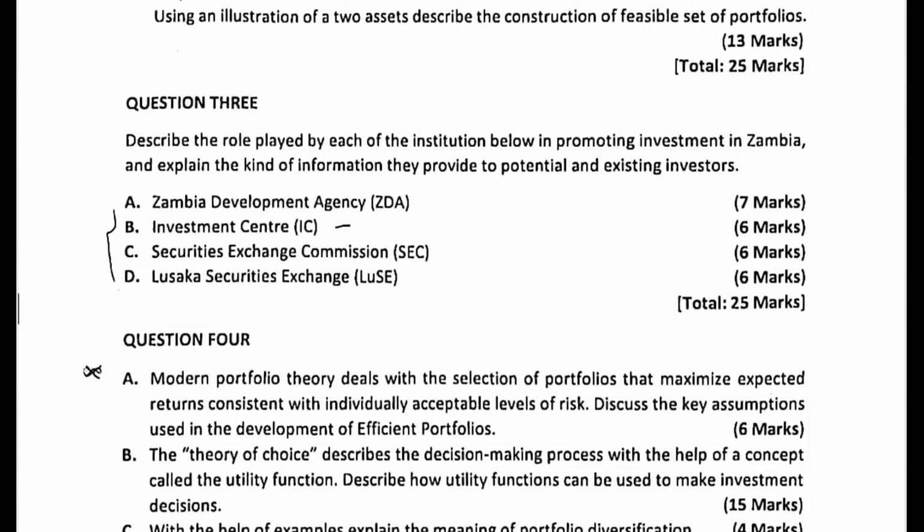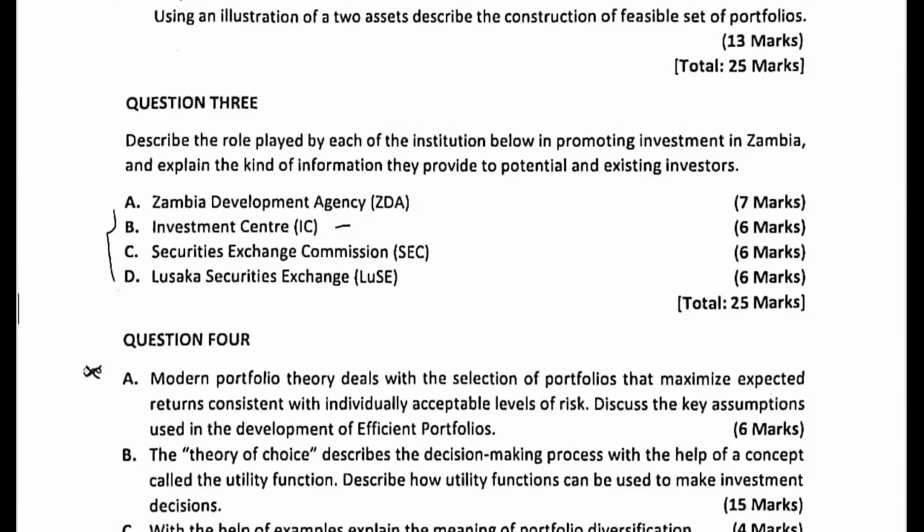Now, the Zambia Development Agency, ZDA, has a primary goal. The primary goal of this one is actually to promote investment and facilitate investment in Zambia. That's what it does. So it promotes investment, and it also facilitates investments in Zambia. So maybe making it very practical.